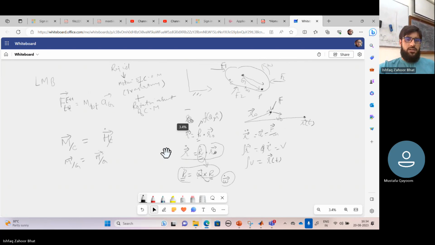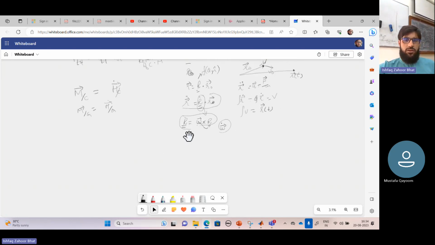Okay. So how are we going to do this? That is what I am trying to make you understand. So the external torque about the center of mass is this thing. And we know that H dot.